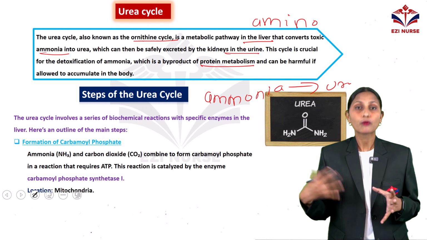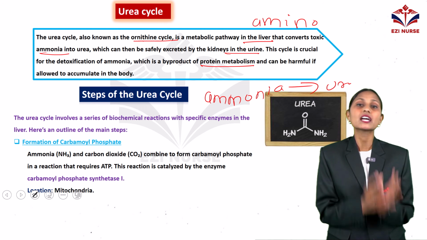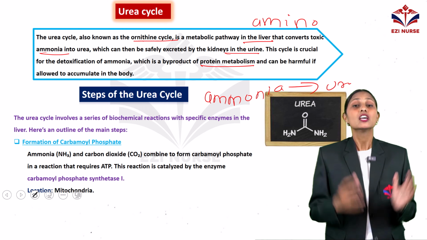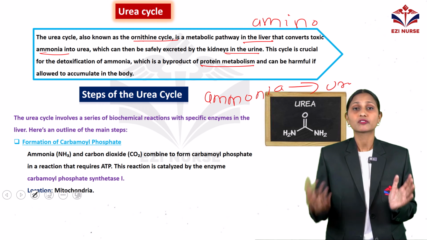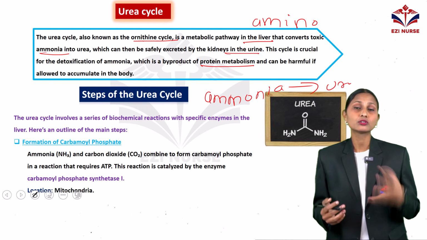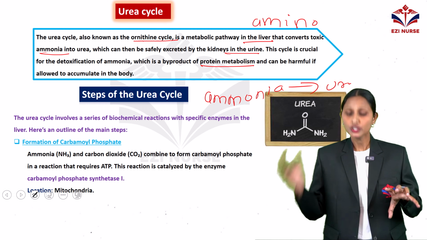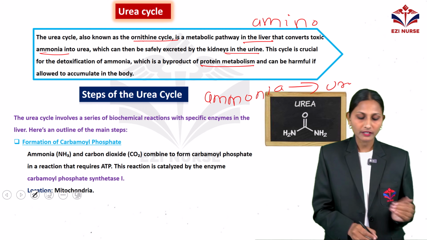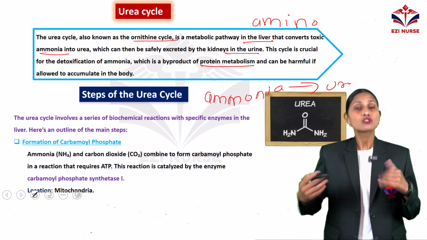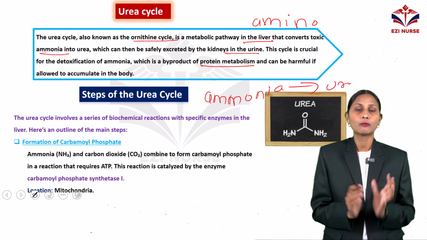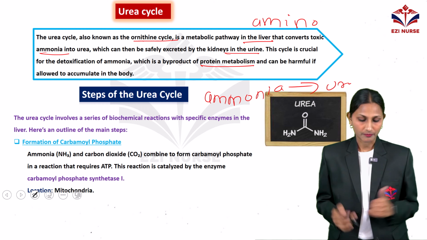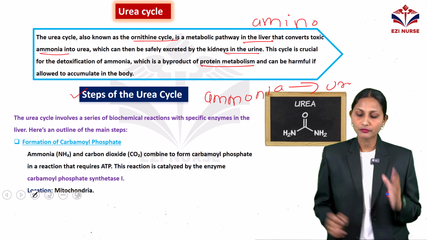So because of protein metabolism, this ammonia is forming in our body and this ammonia is more toxic, so we cannot excrete it out of the body. So that's why we have to convert this ammonia into urea. That is what the urea cycle is, and ammonia can be harmful if allowed to accumulate in the body. If it gets accumulated in our body, it will be harmful to us. Next, we will discuss the steps of the urea cycle.